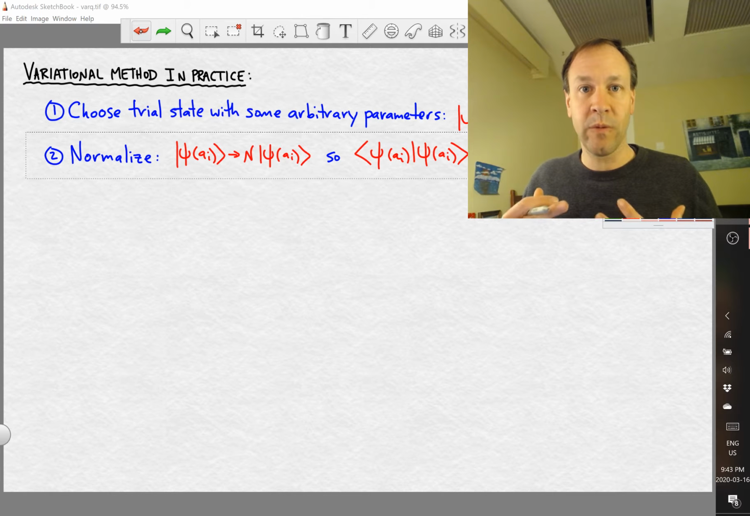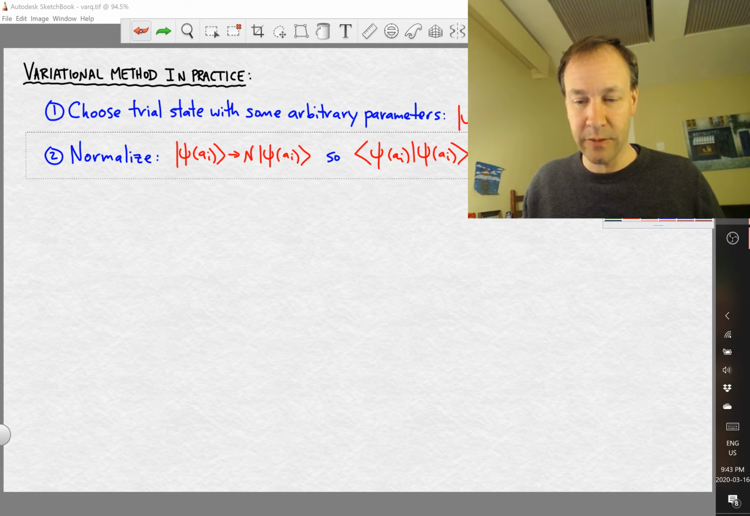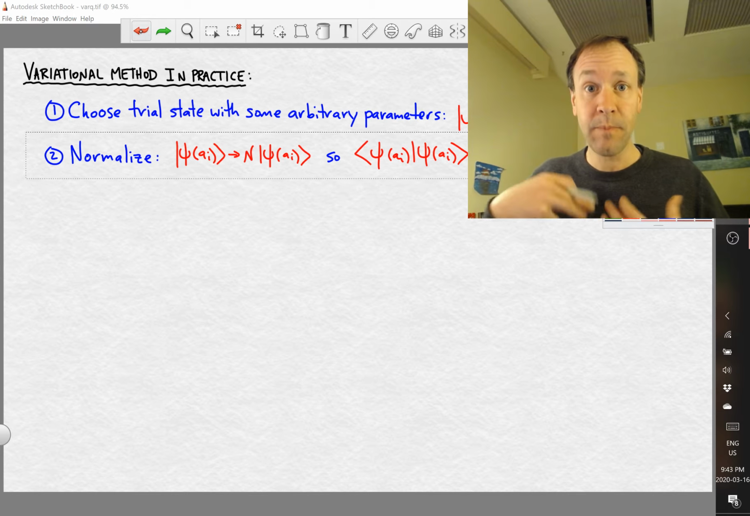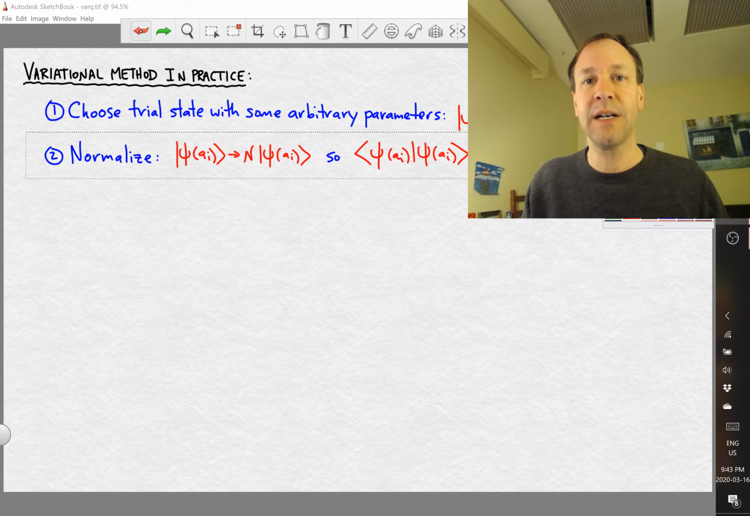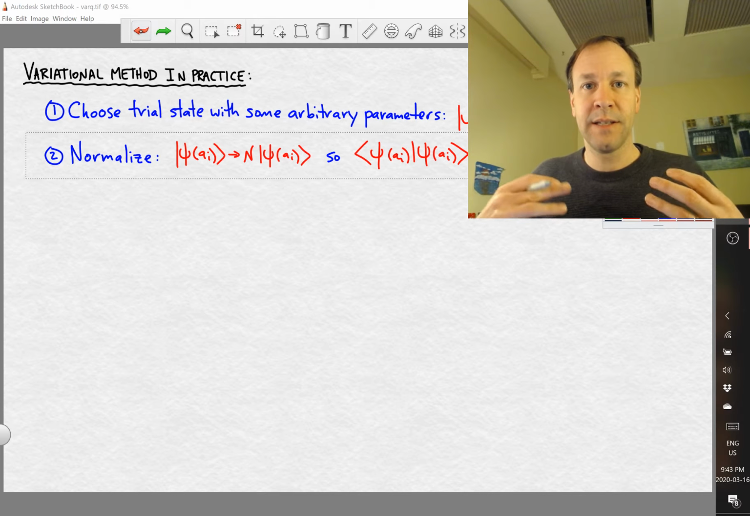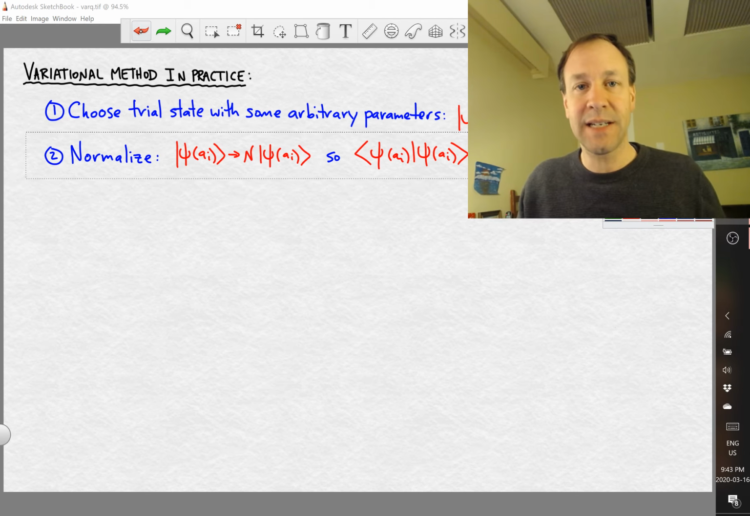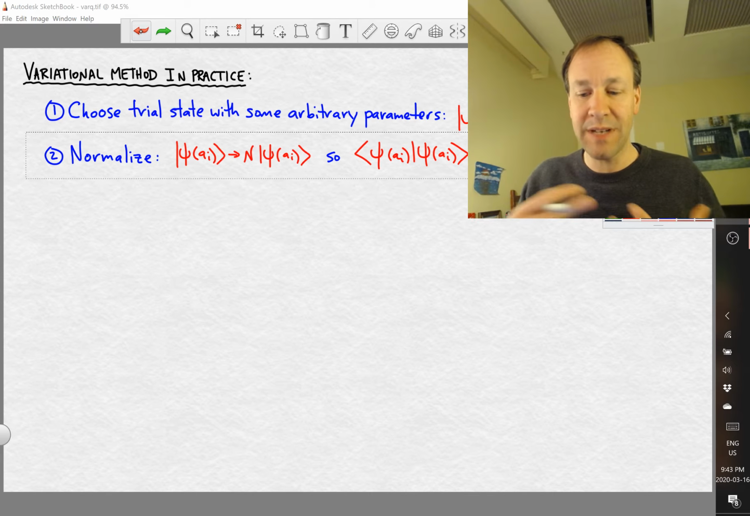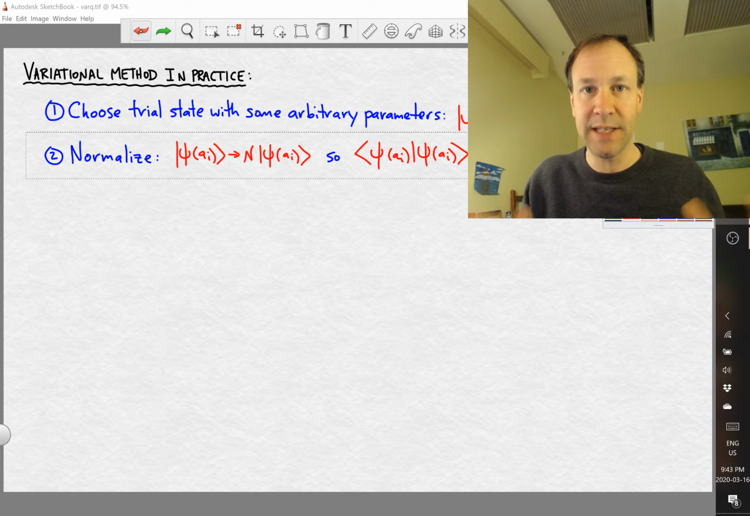Number two, we want to normalize that. If we just write down a wave function, it won't necessarily be properly normalized. But we could always multiply by a constant and choose the constant so that the wave function will be normalized, assuming that we've chosen a function that actually is normalizable. So you want to make sure that the integral of the square of your trial wave function is less than infinity. Now we've got a normalized state, and we can check that by evaluating the inner product, or the integral of the wave function squared, and that should be 1.